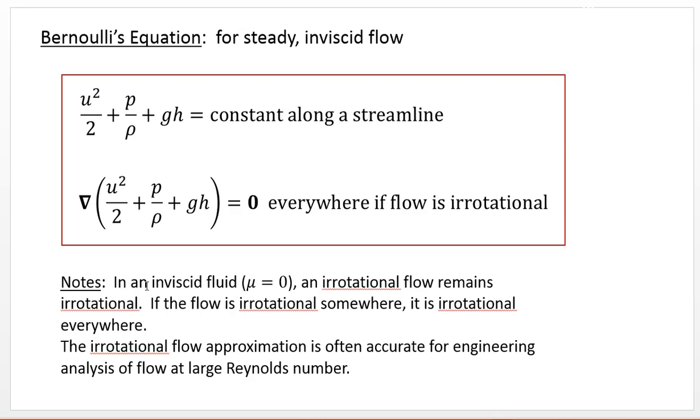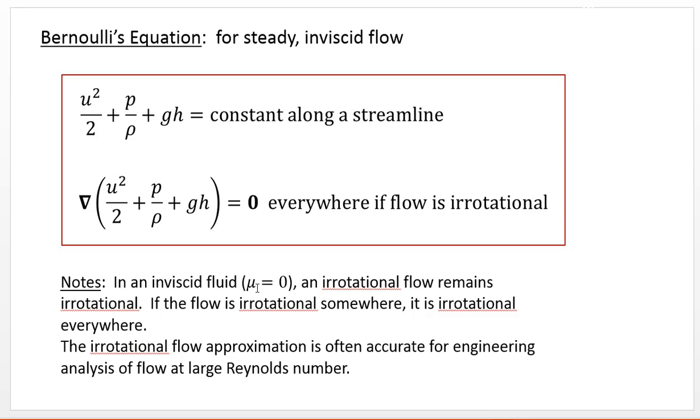So finally, a couple of notes. If the fluid is inviscid, meaning viscosity is zero, or at least approximately zero, so inertial effects are highly dominant, an irrotational flow remains irrotational. So if it's irrotational at one instant in time, it will always be irrotational at any other instant of time. Moreover, if the flow is irrotational at one location, it is irrotational at every location, provided viscosity can be neglected.